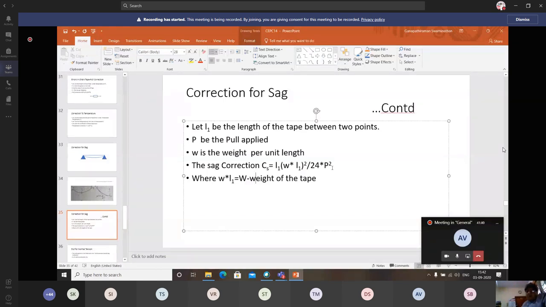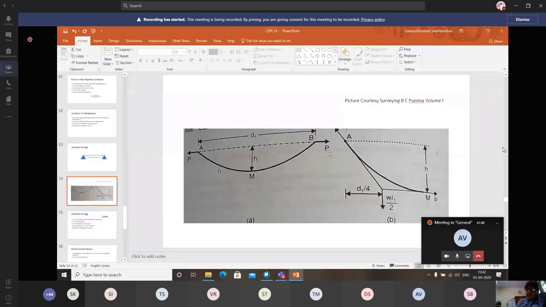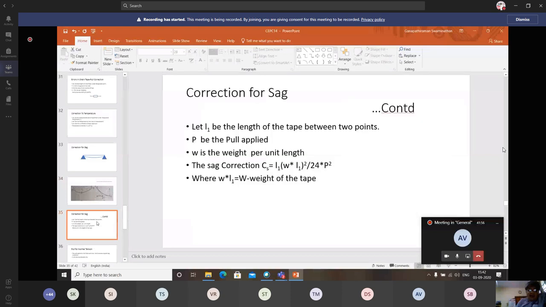What is P here? This is the pull, the tension we are giving, how much you are pulling out. P is the pull applied.